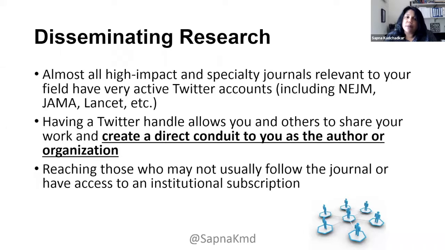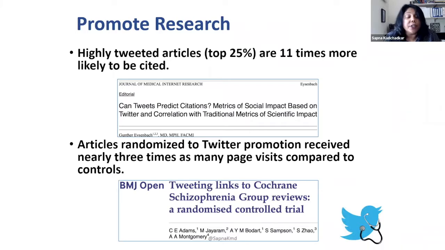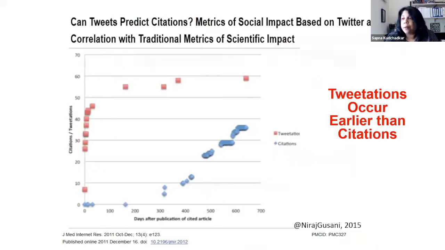The other reason it's really important is that it reaches the people at the bedside doing the hard work who may not have access to an institutional subscription. They are following these feeds actively to filter the content for themselves to find out what's relevant to their bedside practice. Highly tweeted articles are 11 times more likely to be cited. We've actually had research on this specific topic, and articles that are randomized to Twitter promotion receive nearly 3 times as many page visits compared to controls. So again, promoting research on Twitter can make a significant difference in the amount of time it's not only read, but also cited as well.